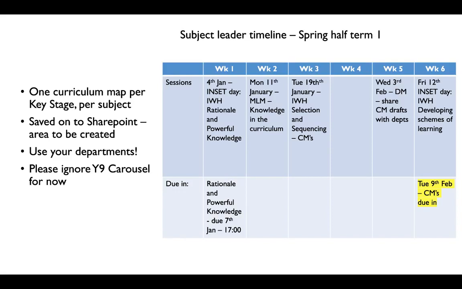If you were going to make a curriculum map for history, then you would need Key Stage 3, 4, and 5. Okay, so that is the end. Hopefully that was useful.